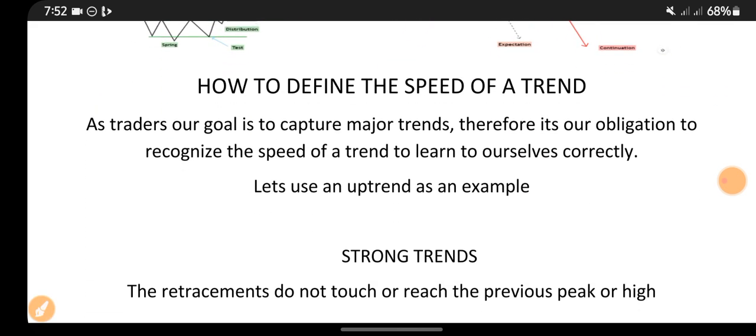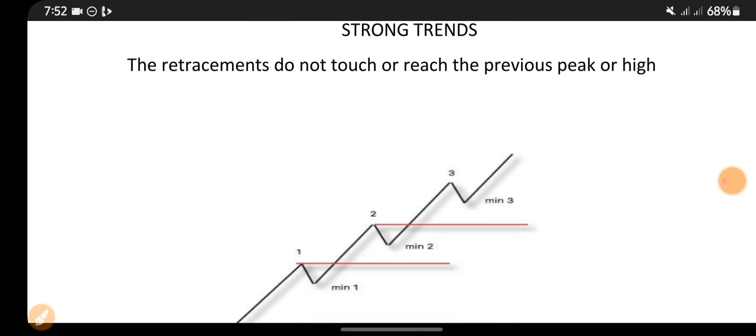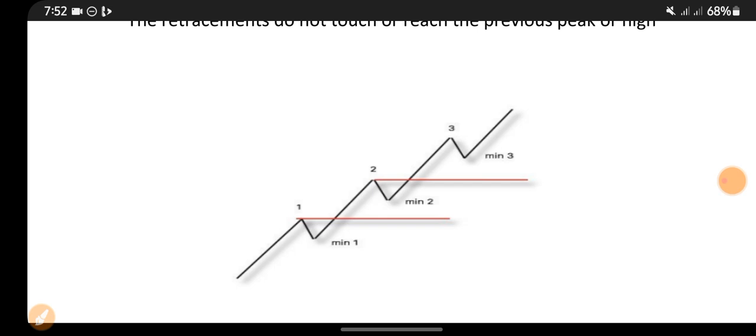So how do you define the speed of a trend? We are going to use an uptrend as an example, so you can find it yourself using the downtrend too. How do you identify the speed of a trend? How do you know that this uptrend is so strong? How do you know that the momentum of this uptrend is so big and great? Now let's talk about strong trends. In strong trends, the retracements do not touch the previous peak.